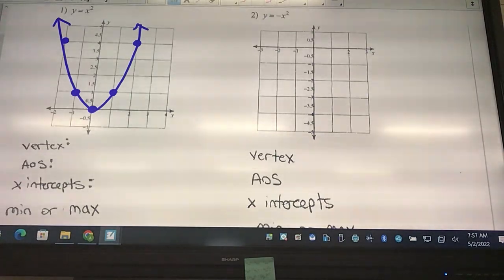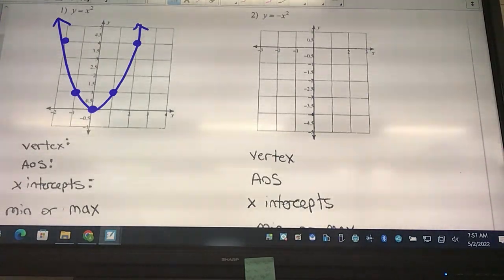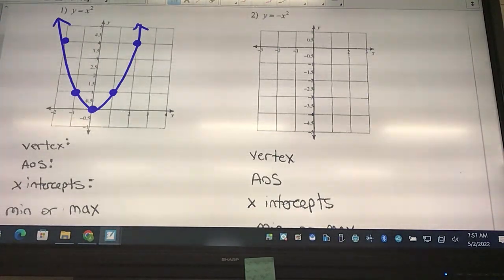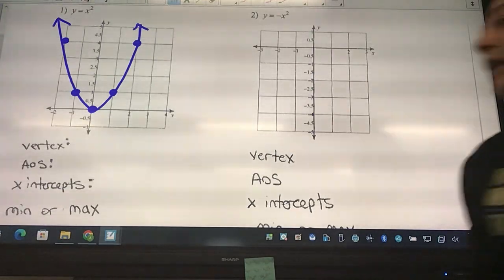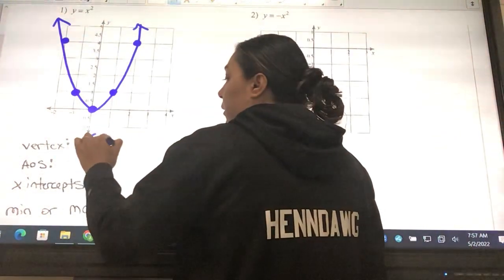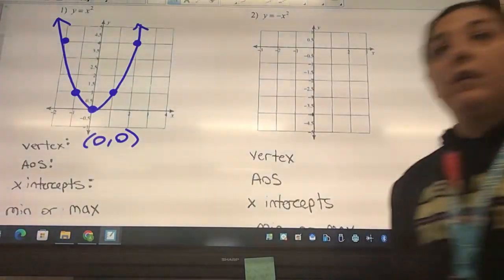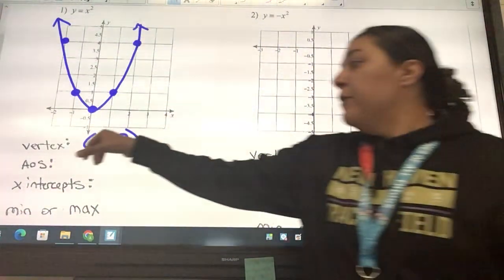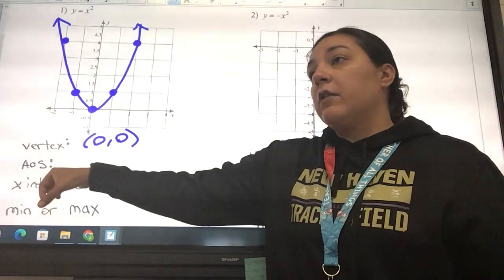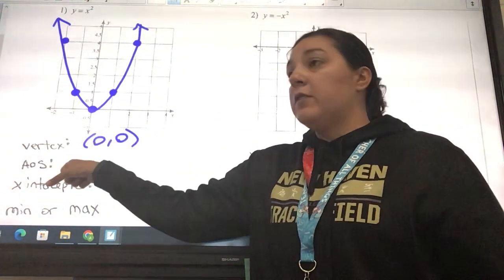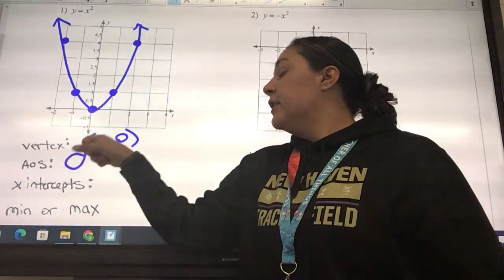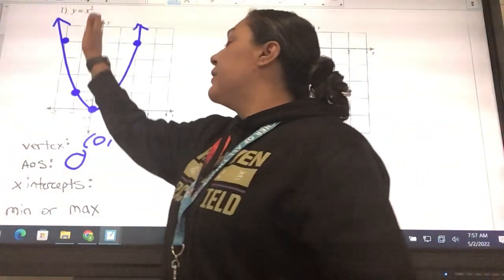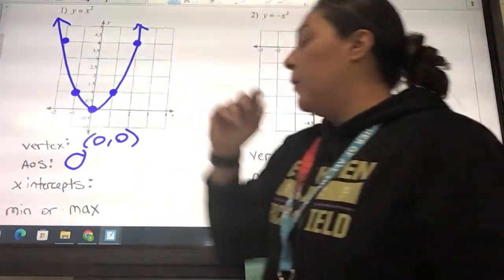Okay, now the vertex, that's the very first point that we plotted. What is it on? On 0, okay, or 0, 0. The axis of symmetry, whatever the first number is gonna go here, okay? So if it's 4, this one's gonna be 4, okay? And so in this case, it's 0. You could split this graph in half right at 0.